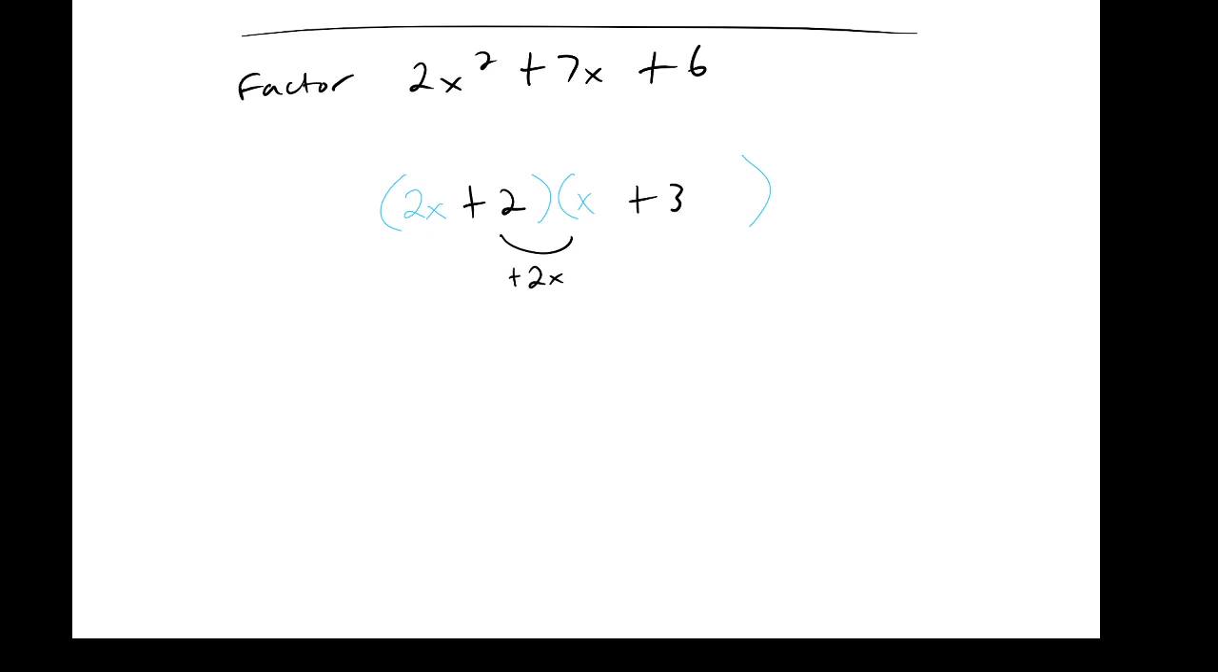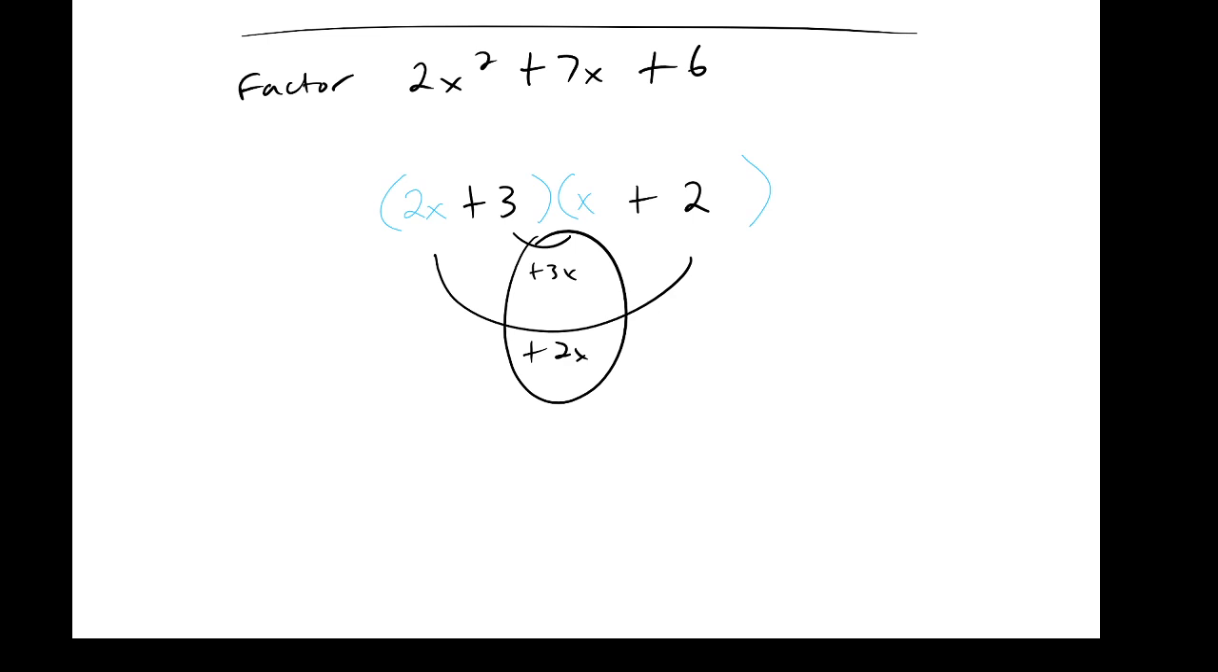That's going to be a positive 2x. That's going to be a positive 6x. That doesn't work, right? 2x and 6x is 8x, still not 7x. So let's switch their position. 3 and 2. Plus 3x, plus 2x. There we go. Excuse me, plus 2x, plus 4x, and there we go. That right there is our 7x.